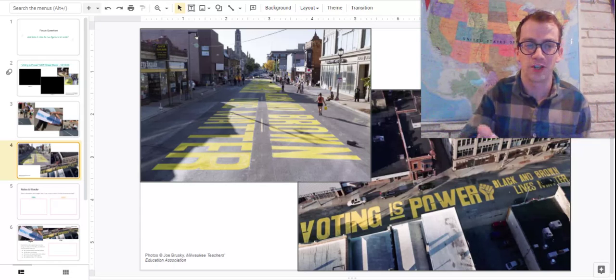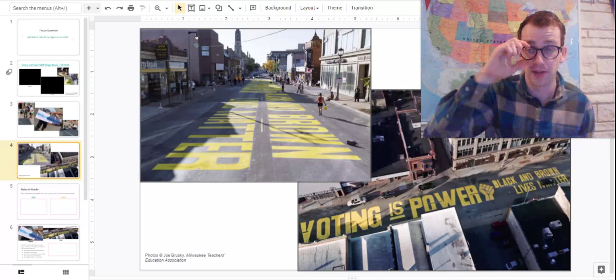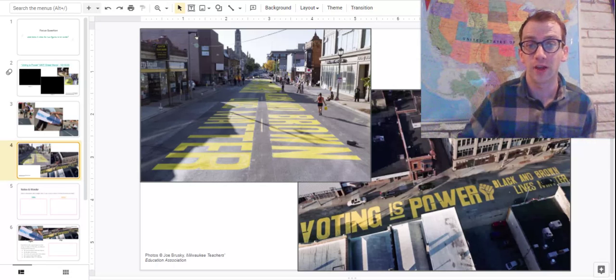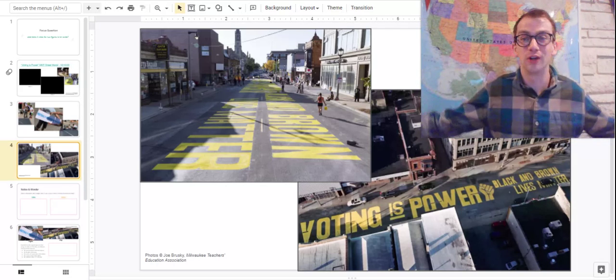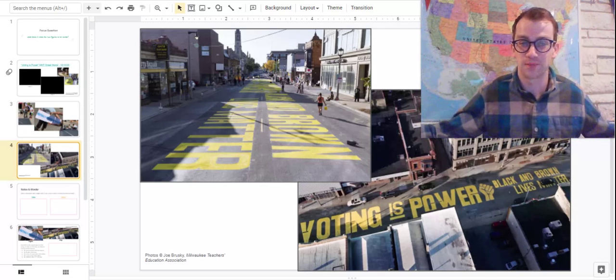Now make sure that you watch the two videos that I've posted for you in today's assignment so you can see some of the process and hear from some of the artists who talk about their motivation and the process that they used to turn their small plan on a piece of paper into this huge mural going down the entire street.